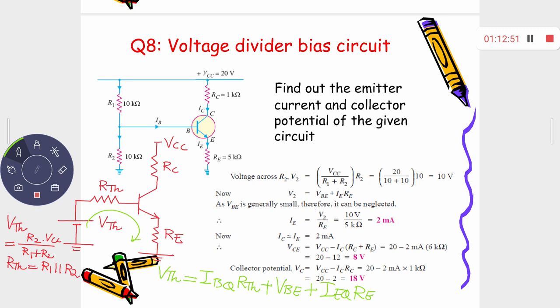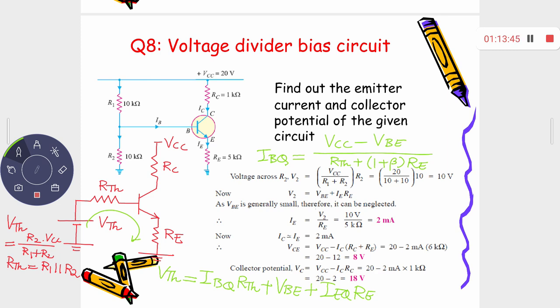VThevenin you have calculated because VCC, R1 and R2 are given. You can calculate VThevenin and RThevenin. VBE is given to you, beta is known to you. So the only unknown parameter is your IB. What is the expression for IB then? IBQ is VThevenin minus VBE upon RThevenin plus 1 plus beta times RE. Once you get IBQ, beta will give you ICQ.